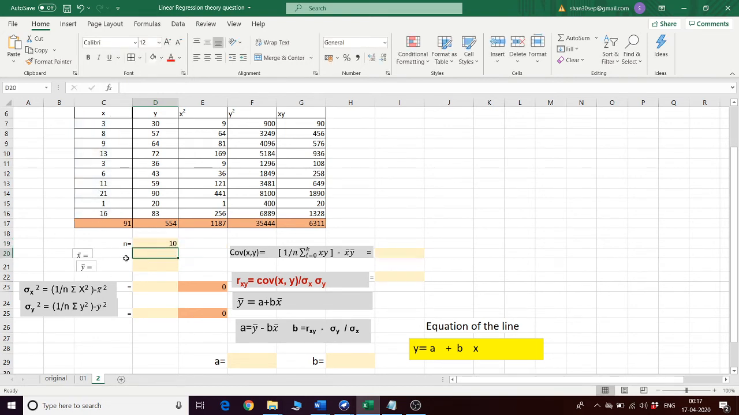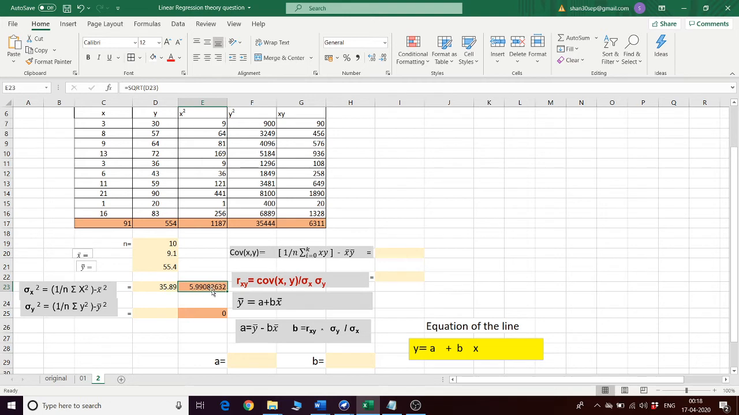The mean of x is equal to the total of x divided by the count. Similarly, the mean of y is equal to the total of y divided by the count. So we've got the mean for x and y both. To find out the standard deviation, we've got to use this formula. For that, we are going to use the total of x square, that is this, divided by the count, minus the mean squared. And to find the standard deviation, we've got to find the square root of this value.